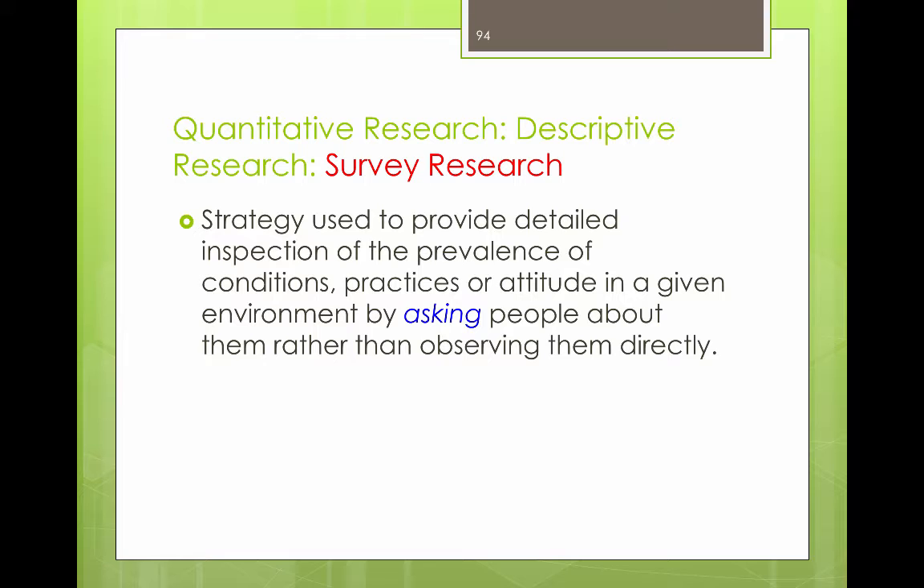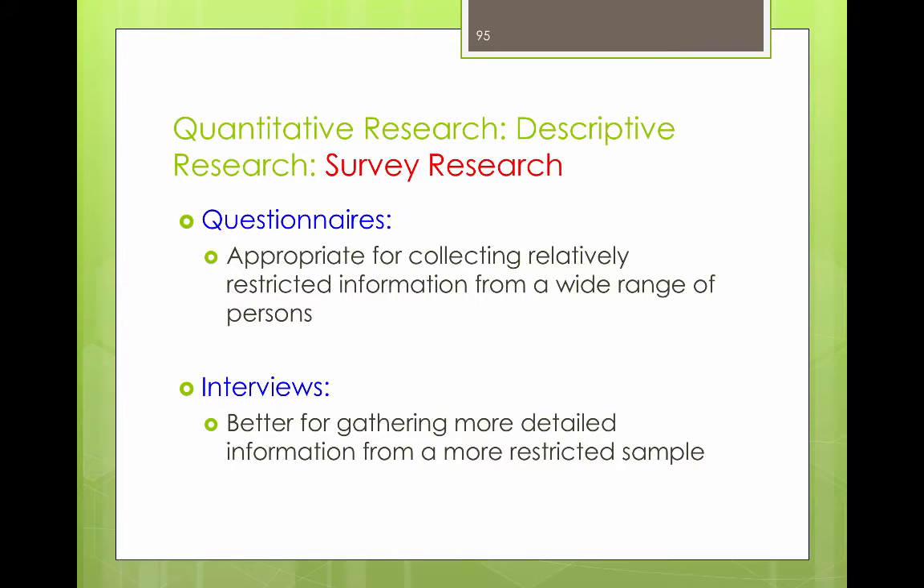Another type of descriptive research is survey research, and this is a strategy used to provide detailed inspection of the prevalence of conditions, practices, or attitudes in a given environment by asking people about them rather than by observing them. You can do questionnaires. A lot of our AUD students do questionnaires for their research projects, and it's very good research. And we could publish it with questionnaires. You can publish your study if you just simply do surveys. So it's appropriate for collecting relatively restricted information from a wide range of persons.